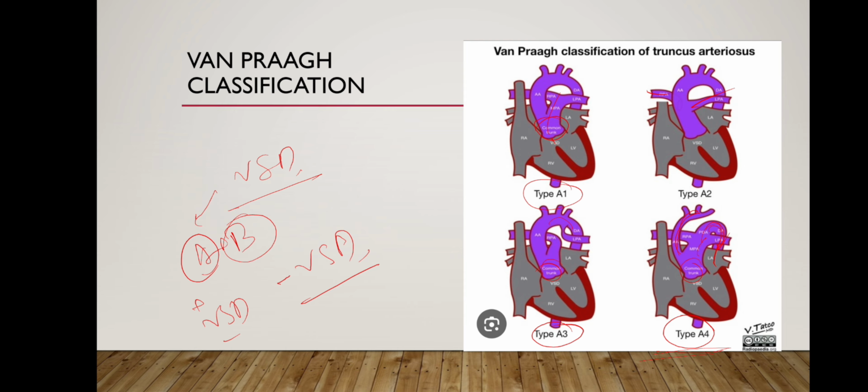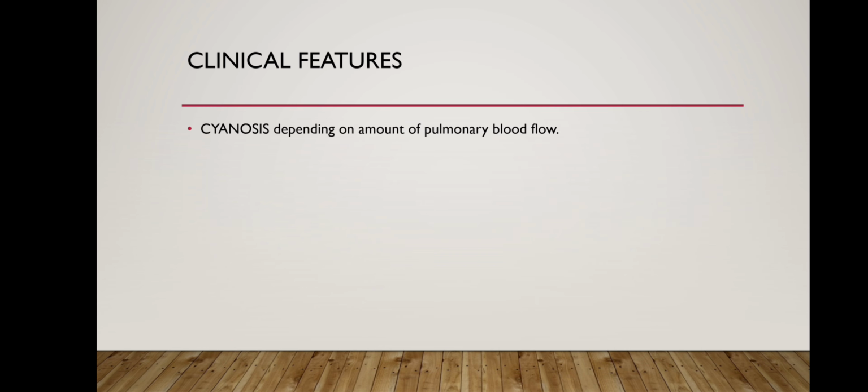Also, DiGeorge syndrome is mostly associated with this type of persistent truncus arteriosus. In most of the cases, an interrupted aortic arch is seen, and a right aortic arch is also seen in patients with persistent truncus arteriosus.